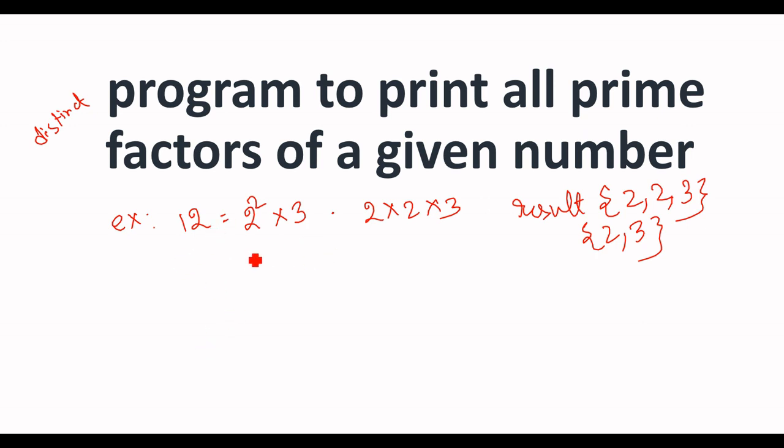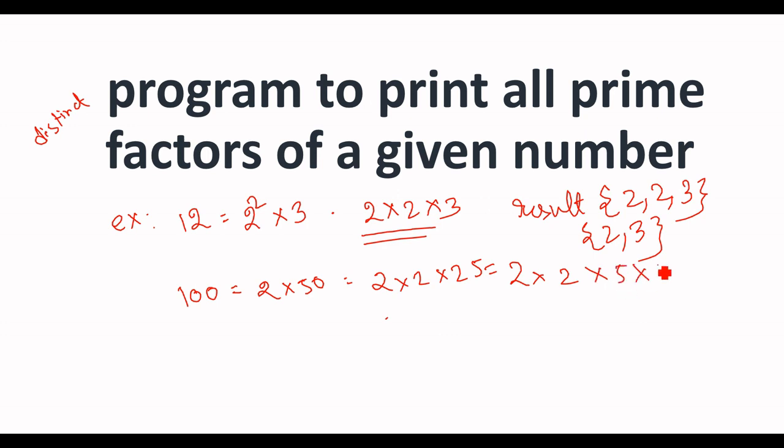So in the example I have shown what things we needed, and I will show you how we used to do it. This is school level mathematics that we used to do whenever we had a very large number. For example, suppose we have 100. We can do it like this: 2 comma 50, then 2 comma 2 comma 25, and then we can write 2 comma 2 comma 5 comma 5.